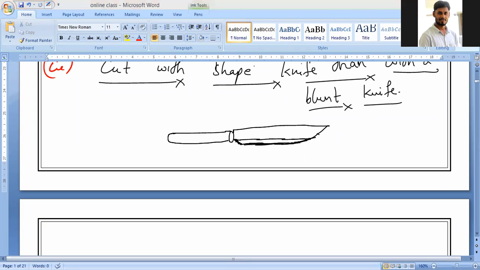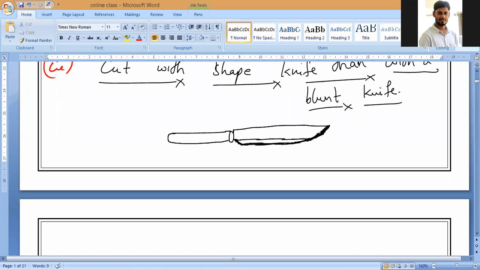Continuously applying pressure, what will happen? It is continuously hitting the hard surface, and the sharp edge will disappear. Because of friction, the sharp edge will become blunt. The thickness and area increase a little, so it is difficult to cut with a blunt knife. That is why you can see sharpening. Some persons come with a cycle-like structure and sharpen the blunted knives. Have you seen? Yes, sir.